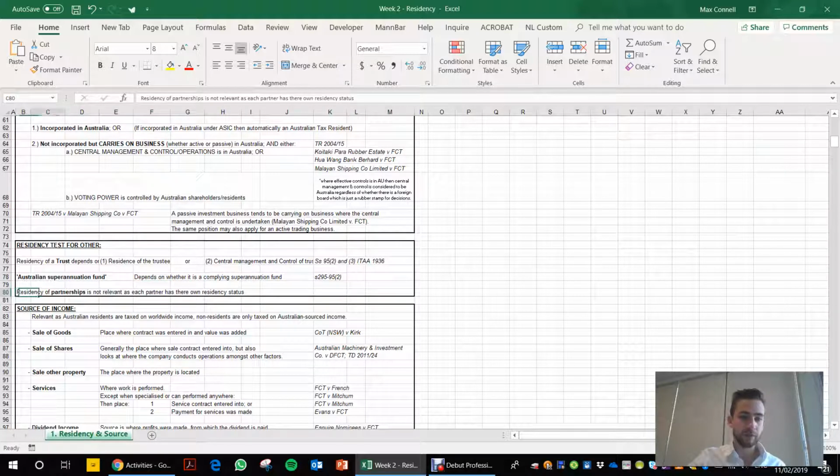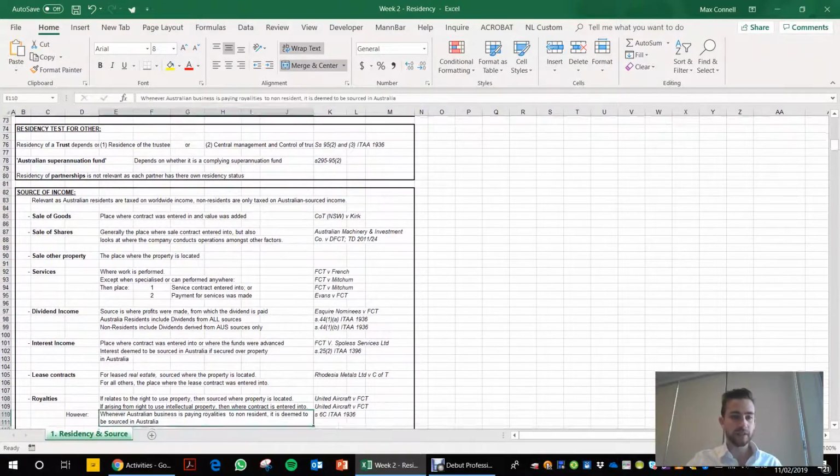And then the final one's just partnership. So this isn't actually relevant as to whether the entity itself is a resident or not, because for a partnership, each partner is taxed on their own share of the partnership income. So it really depends on each of the partners what their residency status is.